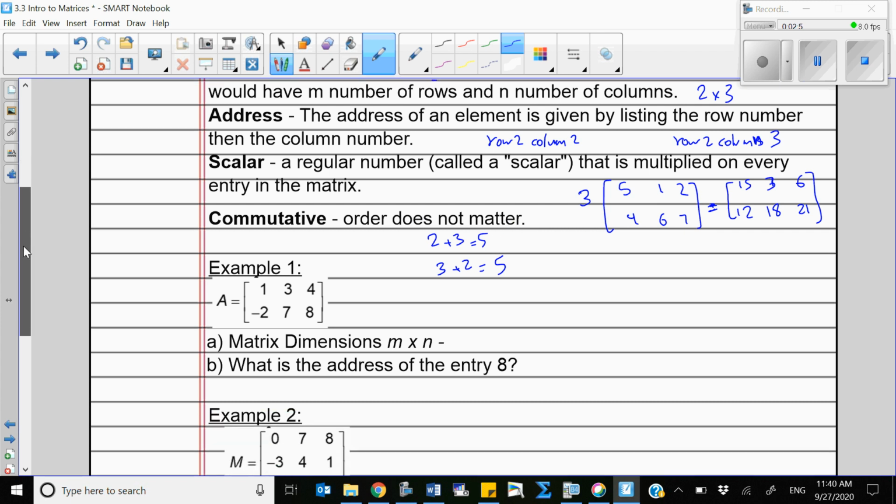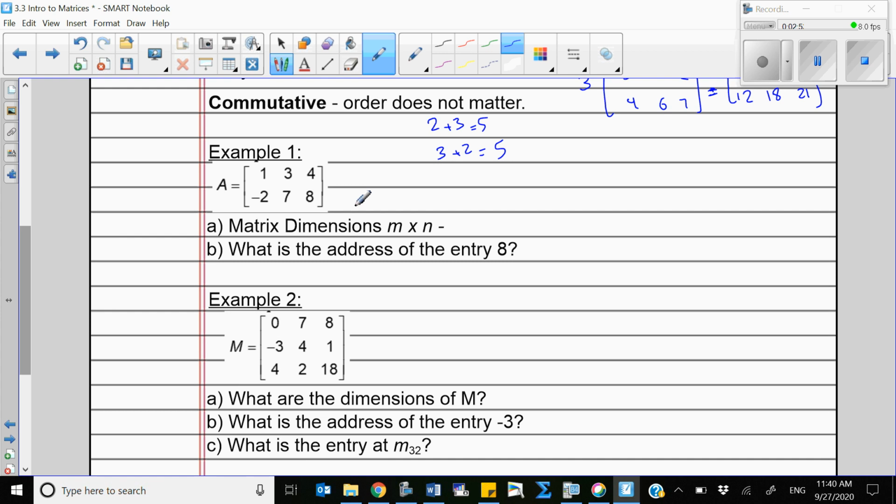Let's work on some examples here. We have a matrix here. We want to know what are the dimensions of this matrix. So I just need to know how many rows and how many columns I have here. 2 rows and 3 columns. So this is 2 by 3.